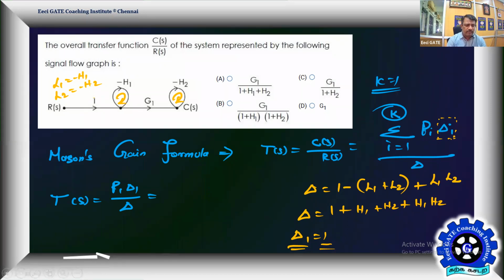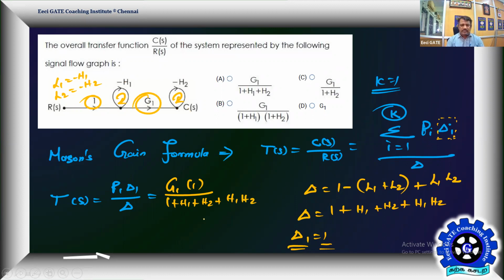P1 is the first forward path gain. What are the gains in the first forward path? We have 1, and remember you have to touch a node only once, so you should not travel through minus H1 or minus H2. Therefore you pass through 1 and G1, that's all. So the forward path gain is only G1. So this is G1 divided by 1 plus H1 plus H2 plus H1 H2. That's your answer.